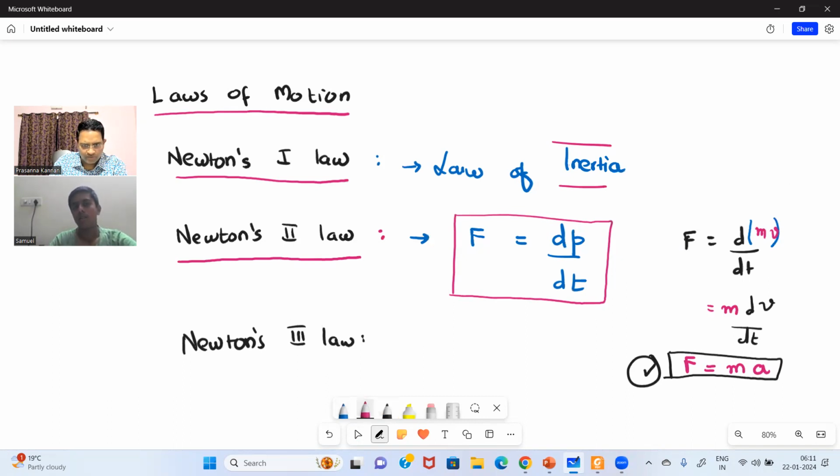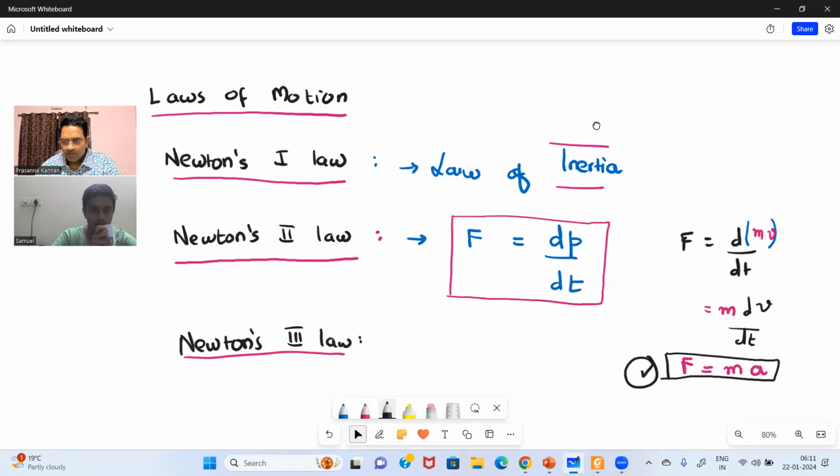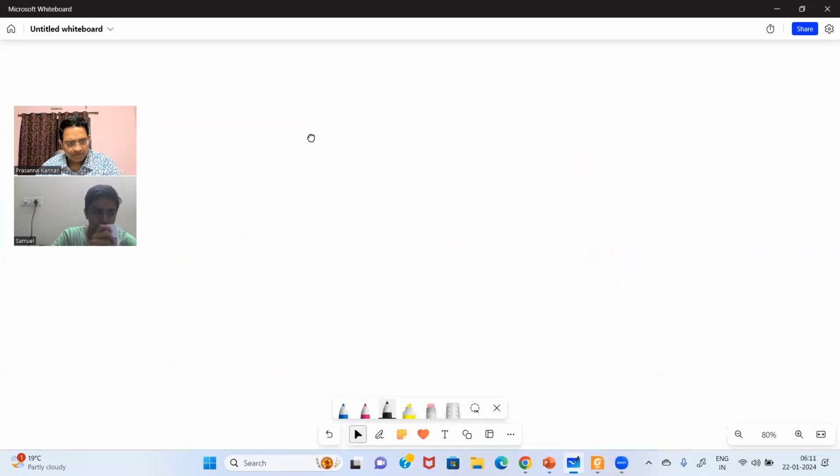Newton's third law. What is Newton's third law? To every action, there is an equal and opposite reaction. Exactly, right? To every action, there is an equal and opposite reaction. It also, in a way, talks about the law of conservation of linear momentum. We will understand that. So let me introduce to you the law of conservation of linear momentum.